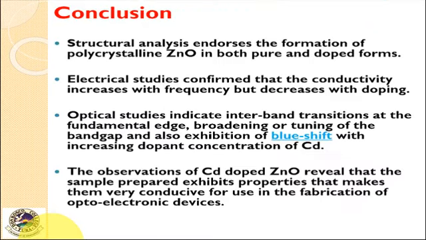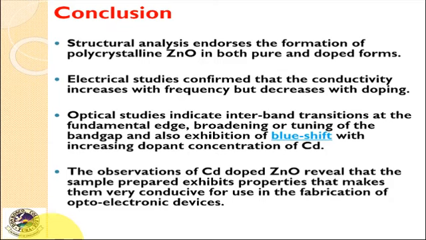To conclude, the structural, electrical, and optical properties of sintered ZnO and Cd-doped ZnO nanoparticles prepared by the co-precipitation method have been studied. Structural analysis endorses the formation of polycrystalline ZnO in both pure and doped forms. The crystallite size is found to reduce with increasing doping concentration of Cd. Electrical studies confirmed that the conductivity increases with frequency but decreases with doping. Optical studies indicate interband transitions at the fundamental edge, broadening of the band gap, and also exhibition of blue shift with increasing dopant concentration of cadmium.